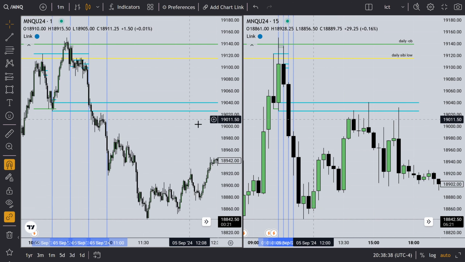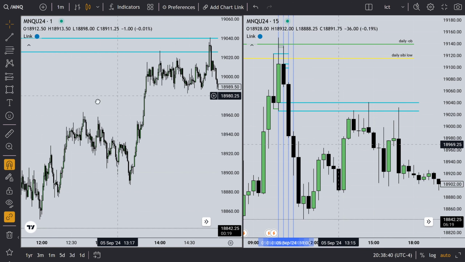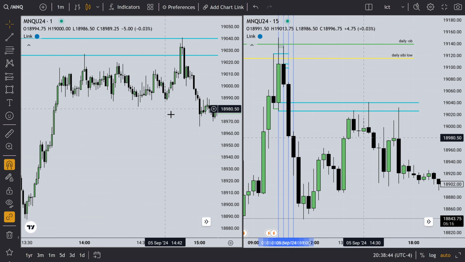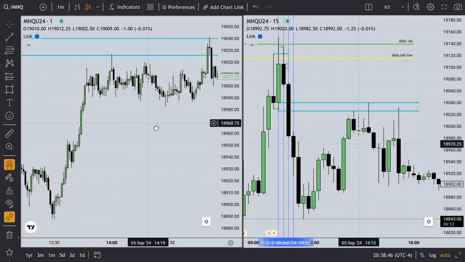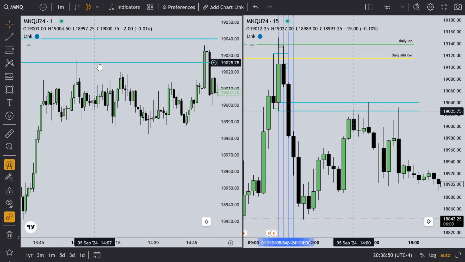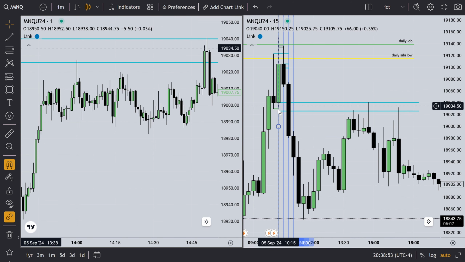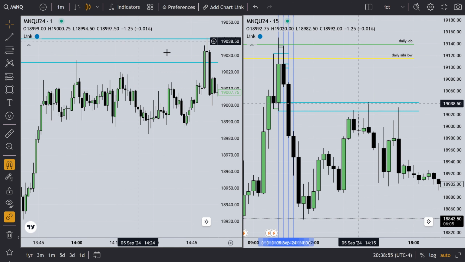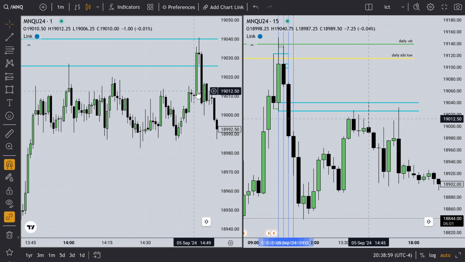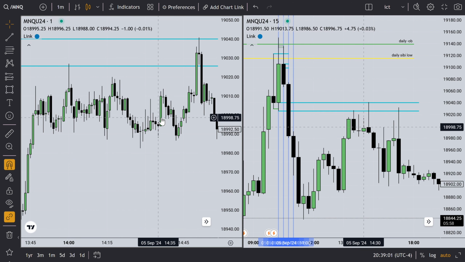And now if we come over here on the 1-minute chart. So this is the PM session. Okay, so this is the low of that candle there. And then this is the body up here. And so on this candle, it's the same thing over and over.